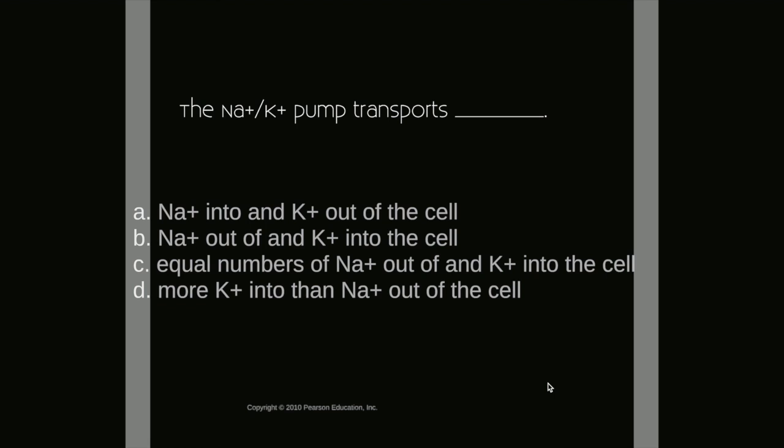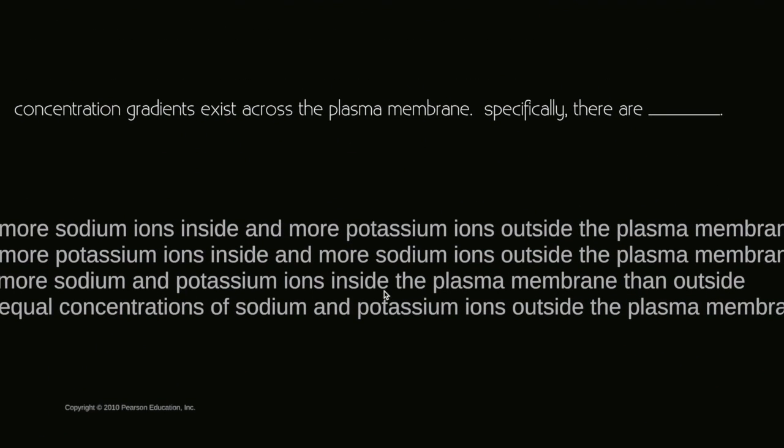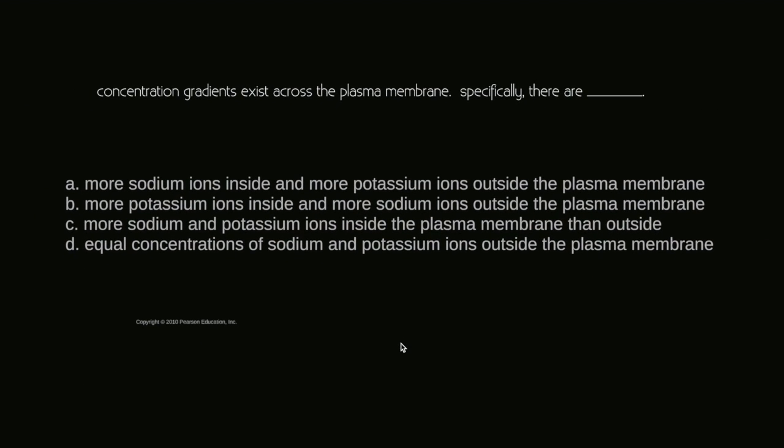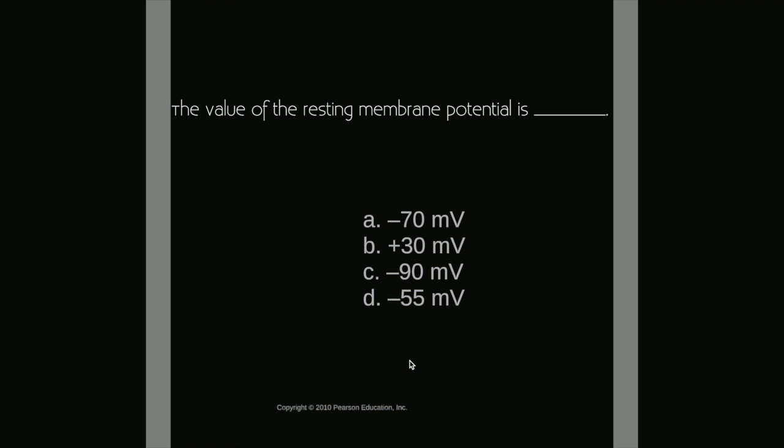The sodium potassium pump transports sodium out and potassium into the cell. Concentration gradients exist across the plasma membrane. Specifically, there are more potassium ions inside and more sodium ions outside the plasma membrane. And the value of the resting membrane potential is -70.